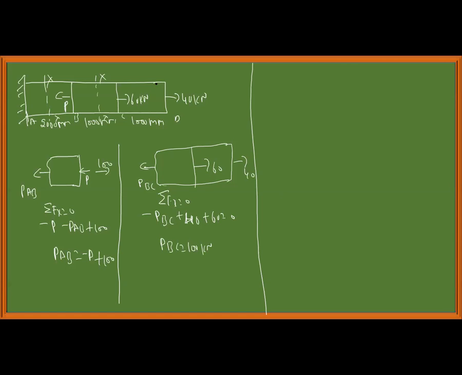Next, the last section. I will evaluate the reaction force, that's it. 40 kilonewton. PCD: minus PCD plus 40 is equal to 0, or PCD is equal to 40 kilonewton. Everything remains the same.